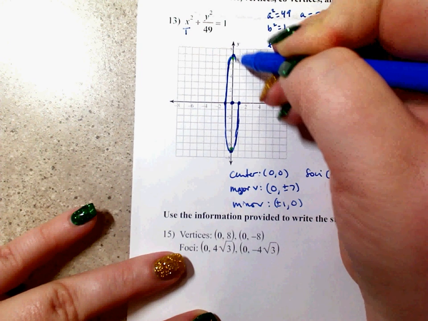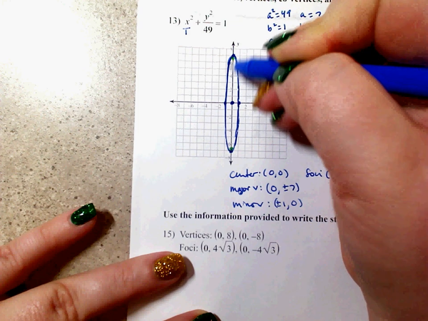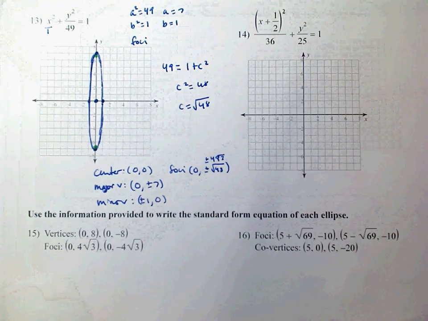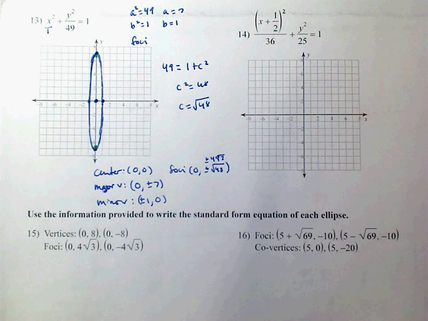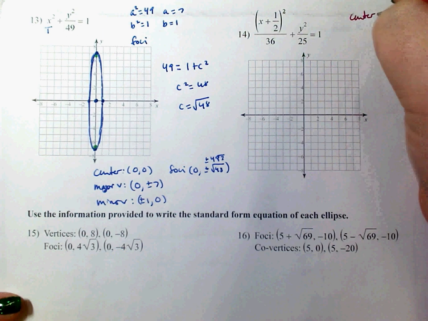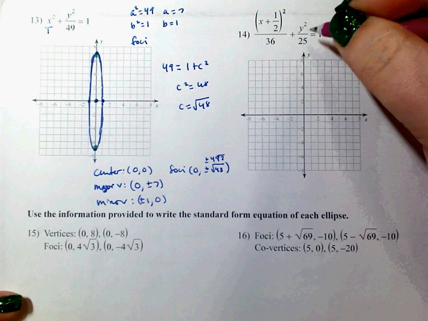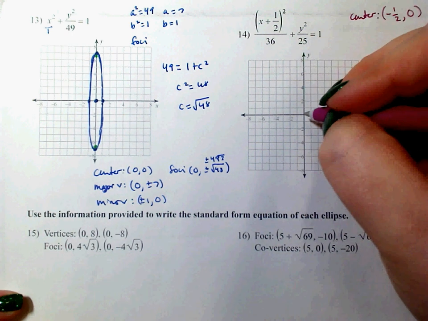Okay. Number 14. So number 14, I've got a center at negative 1/2, comma 0. So the y value doesn't have one. So I'm going to go left 1/2 and up none, which is kind of boring. I'll do it again. Okay.